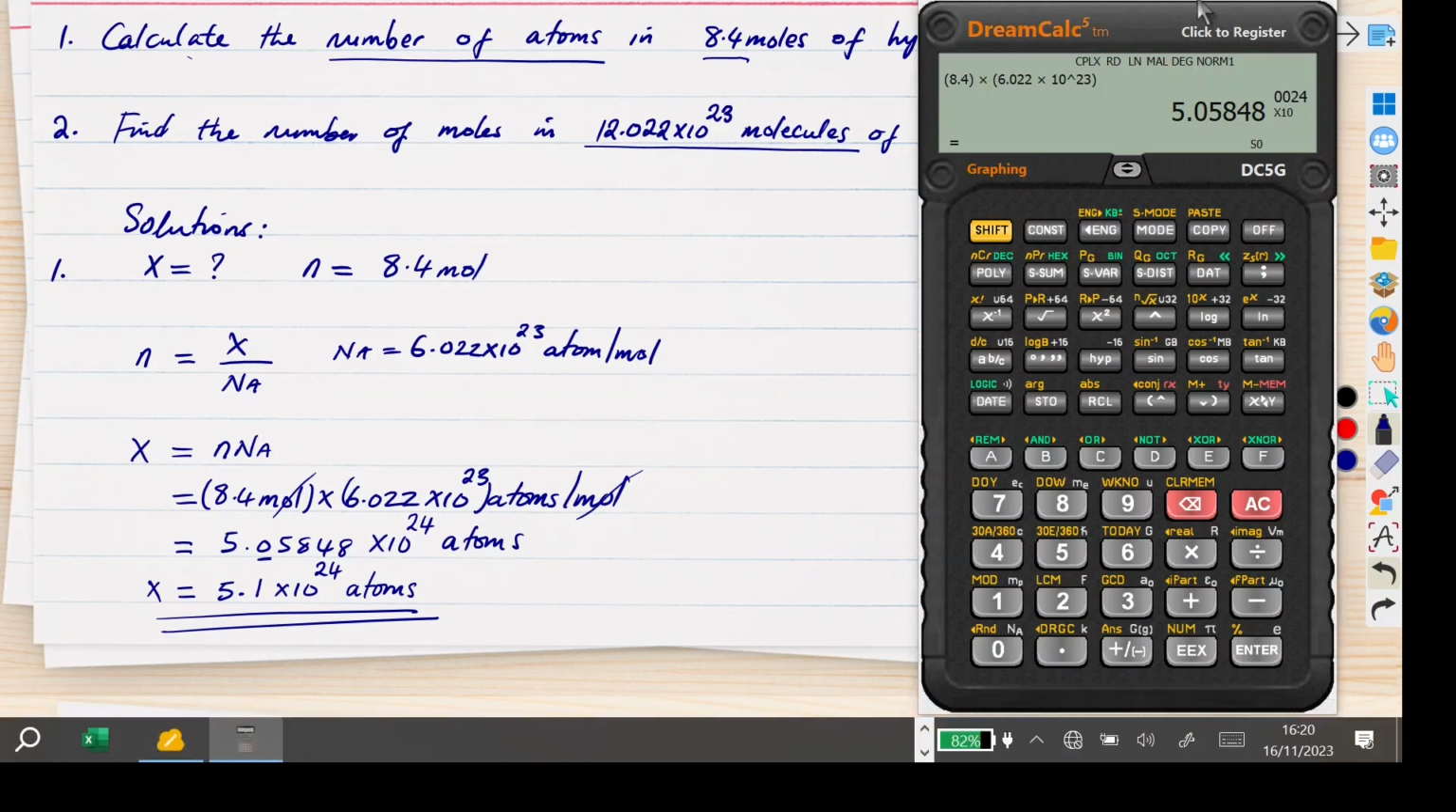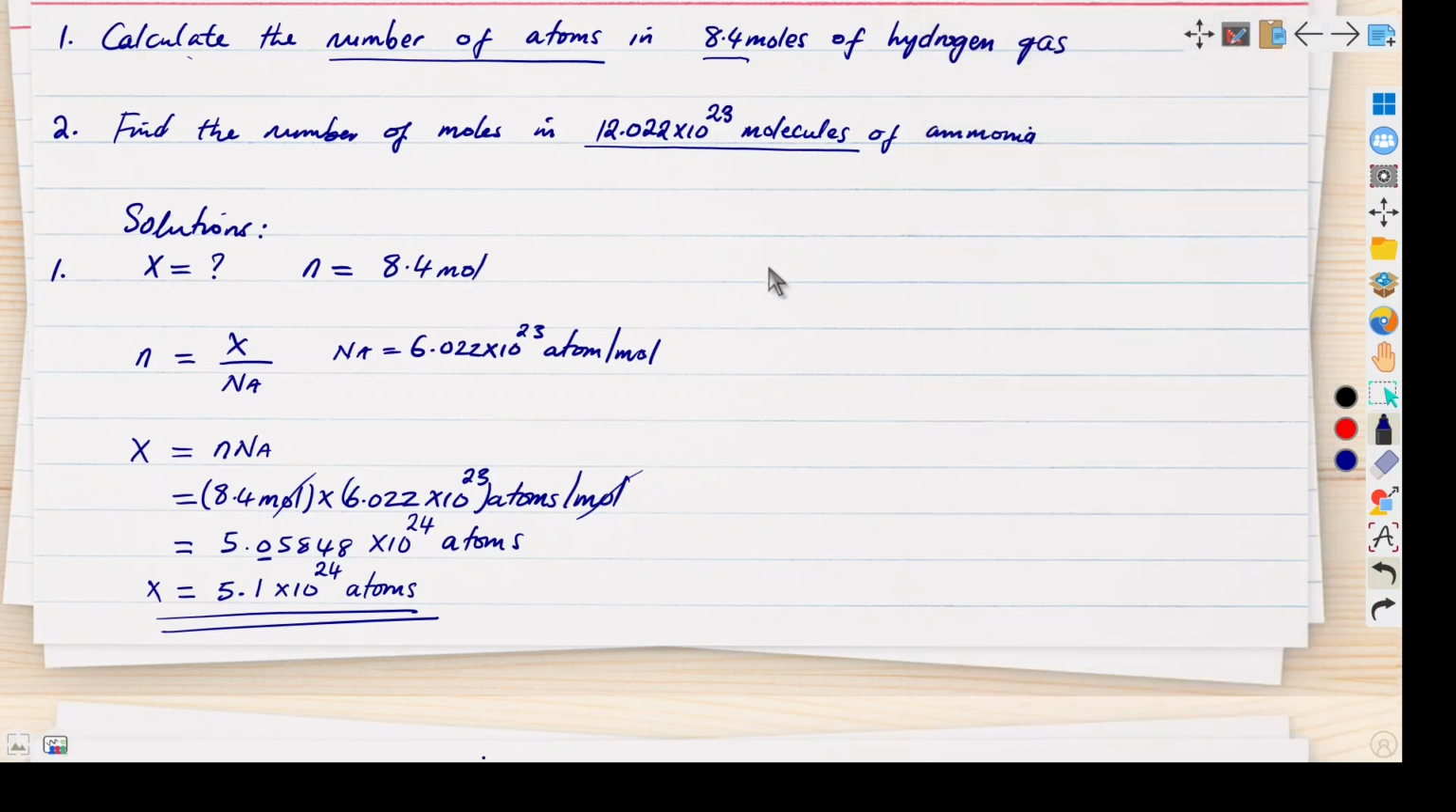Then we'll come to the second question, question 2 here. Question 2 says find the number of moles in 12.022 times 10 to the power 23 molecules of ammonia. So they are asking to find the number of moles, n is equal to question mark, in 12.022 times 10 to the power 23 molecules. So they've given us molecules, which represent x.